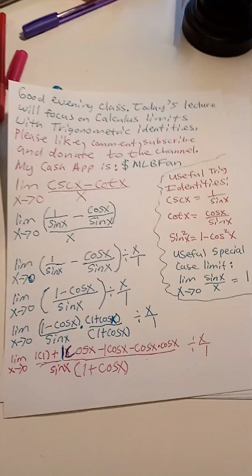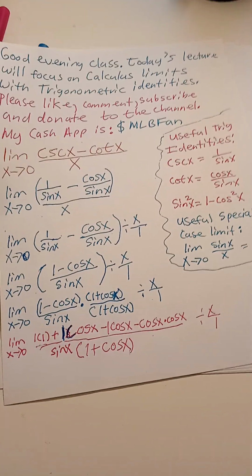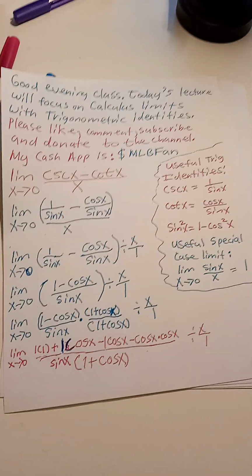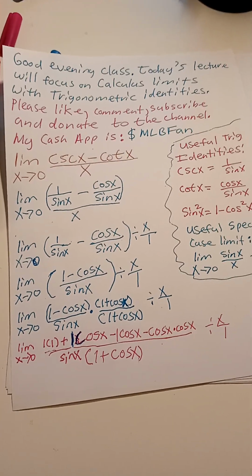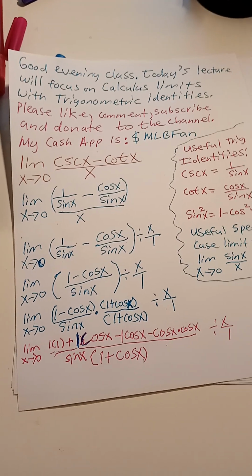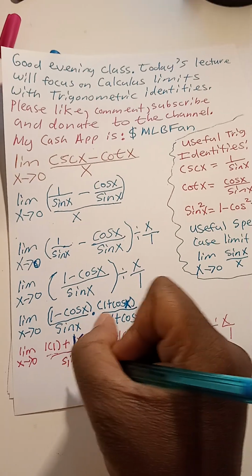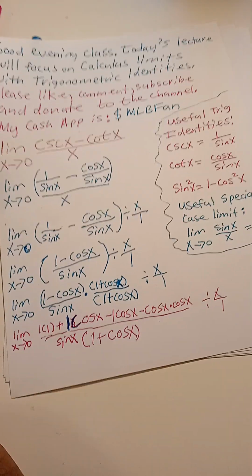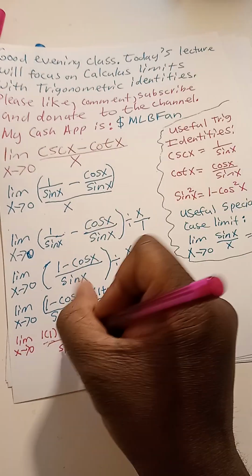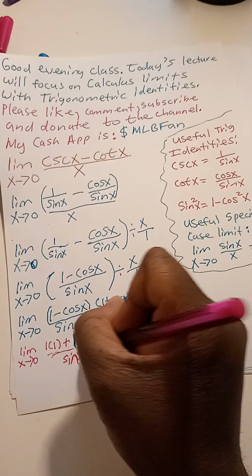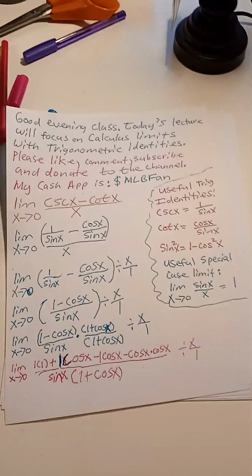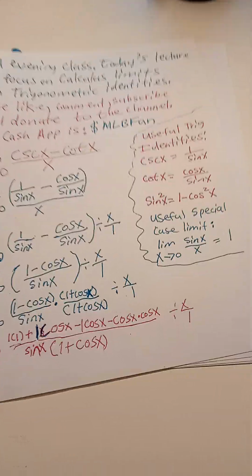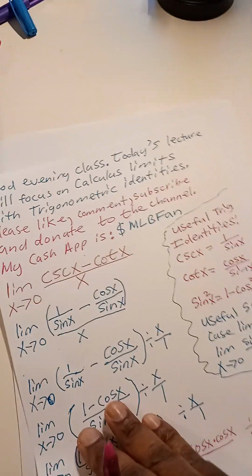So in the numerator again, it's 1 times 1 plus 1 times cosine of x minus 1 times cosine of x minus cosine of x times cosine of x. And then in the denominator, we have sine of x times 1 plus cosine of x, and then divided by x divided by 1. So let's move on to the next page.